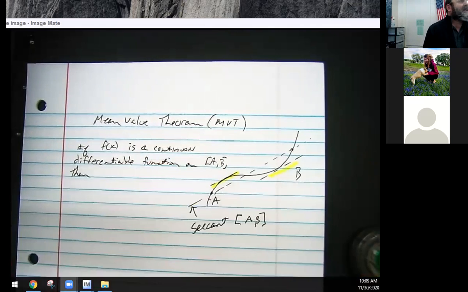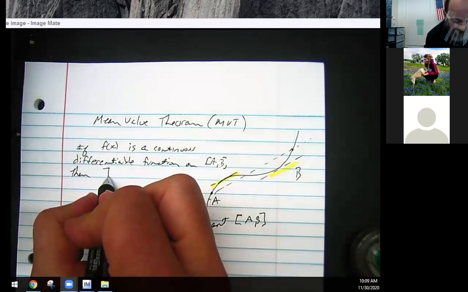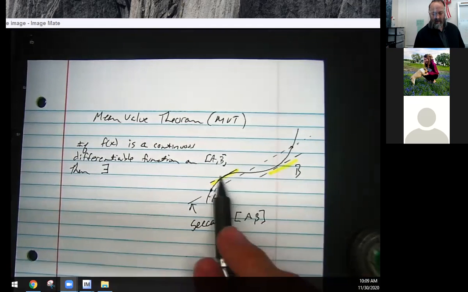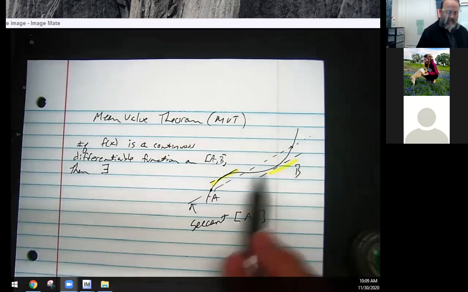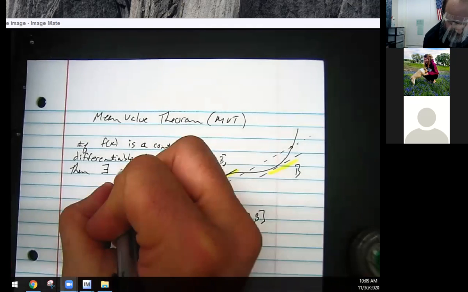Then, here's where it gets a little bit weird. So in math, we sometimes have abbreviations for things. So this symbol right here says there exists. You ever see a backwards capital E that just means there is some place? So notice that what I'm referring to is these two yellow lines right here. There exists at least one C.